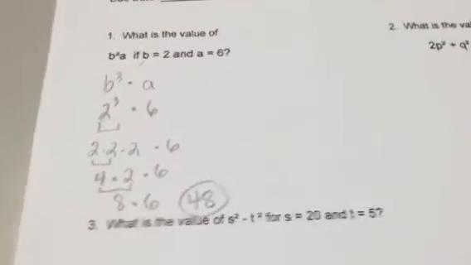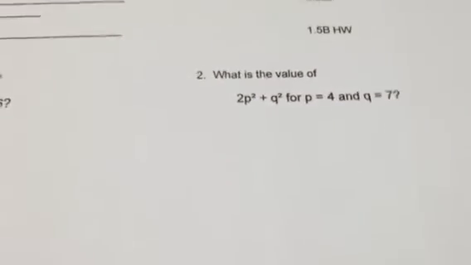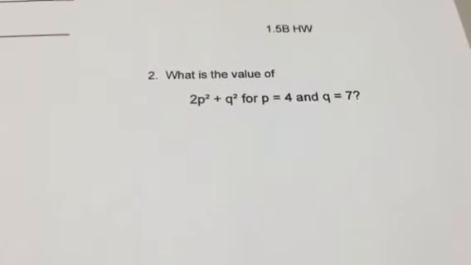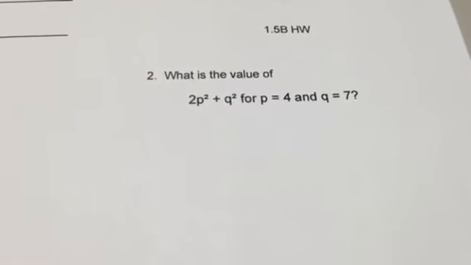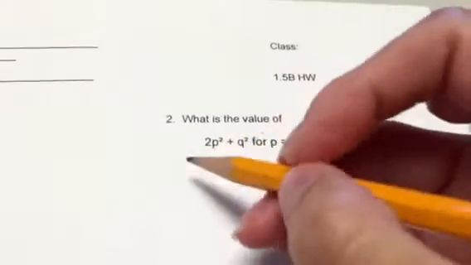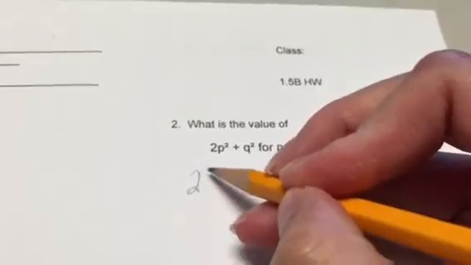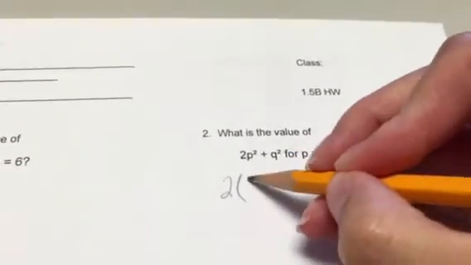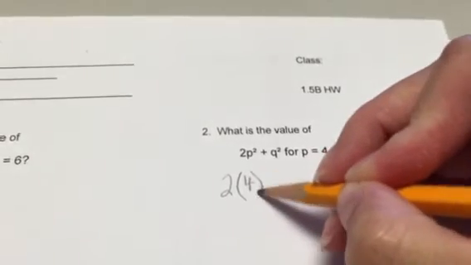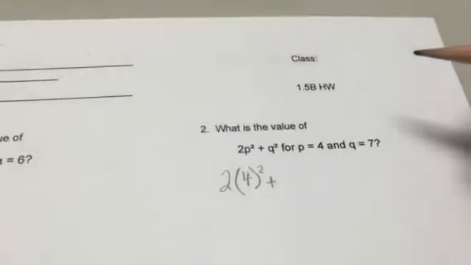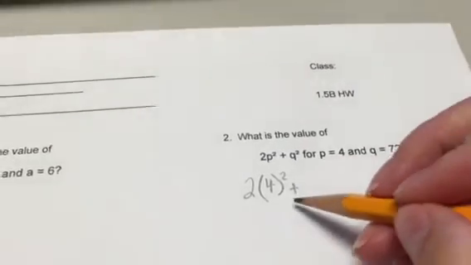All right, let's take a look at the next one. Question number 2. What is the value of 2p squared plus q squared for p equals 4 and q equals 7? Okay, so same thing. I'm going to write my 2, and in place of p, I'm substituting in a 4. In place of q, we're substituting in a 7.